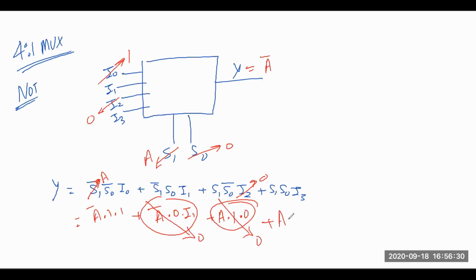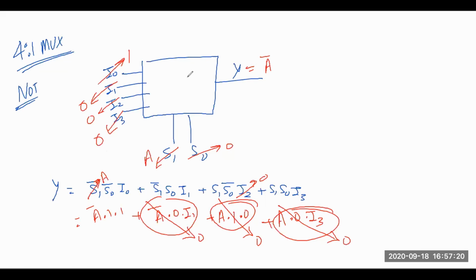Now the next is A dot 0 dot I3. No need to worry about I3, this whole thing is automatically 0. So for I0 and I3, it's your choice, you can give 1 or 0. If you take all the things this way, give A at S1, S0 give 0, I0 give 1, and I1, I2, I3 as 0 0 0, you will get Y equal to A bar. This means you are getting a NOT gate realization using a 4:1 multiplexer.